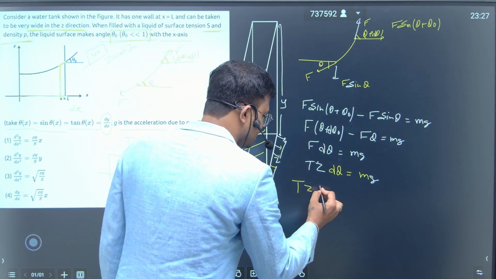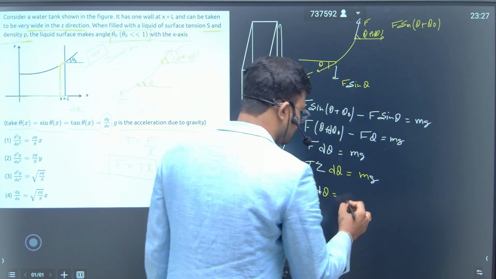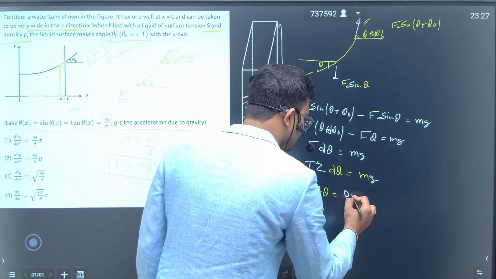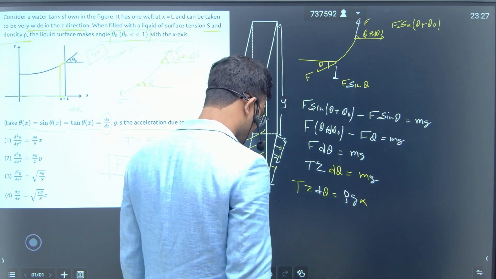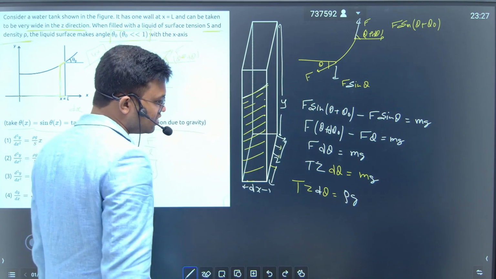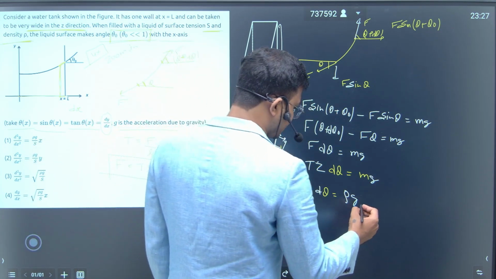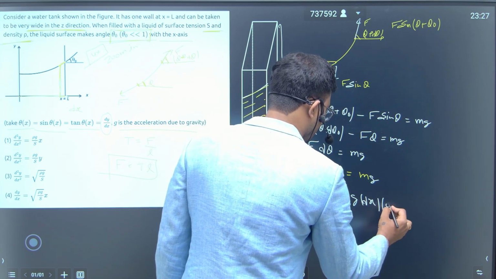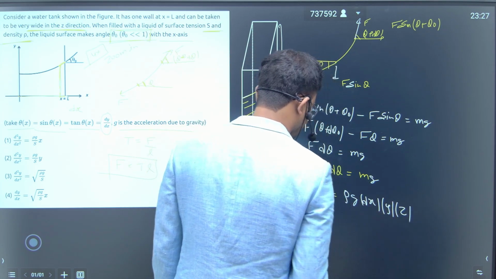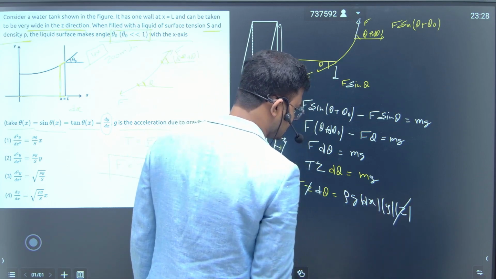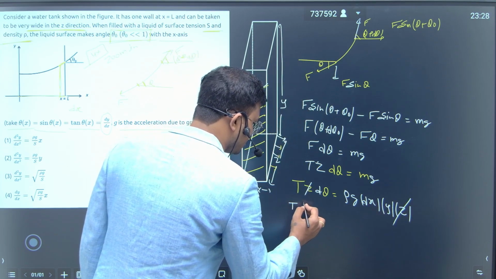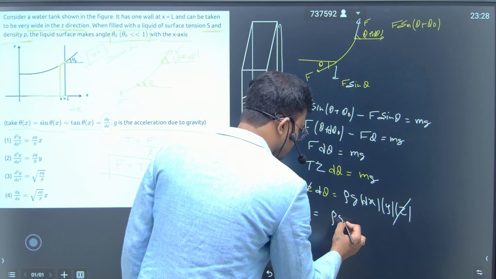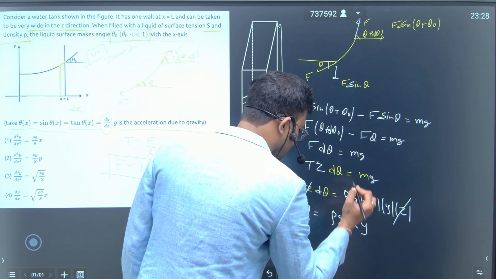So T into z into d theta equals m g, and m can be written as density into volume. The volume is dx into y into z. Now z and z cancel out, so we have T d theta equal to rho into g into dx into y.